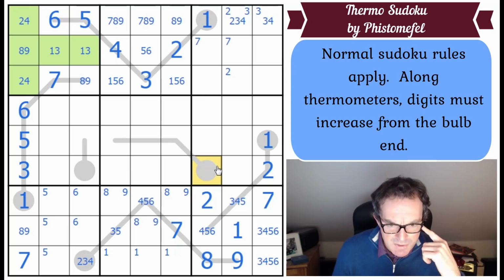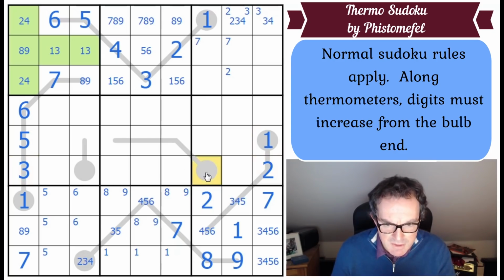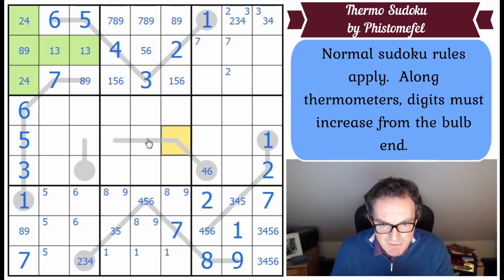Maybe we go to this bulb now. Because I can see that it can't be 1, 2 or 3, so it's got to be at least 4. And it can't be higher than 6. In fact, it can't be 6. If it's 6, you have to put 7, 8, 9 on this thermometer, and 7 can't go there. So it's not 6. I think it's 4 or 5.